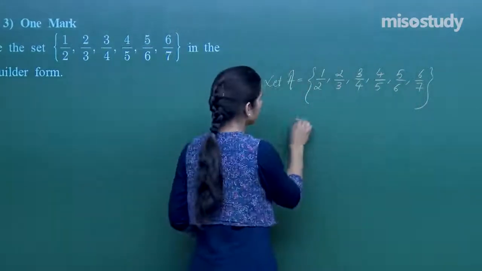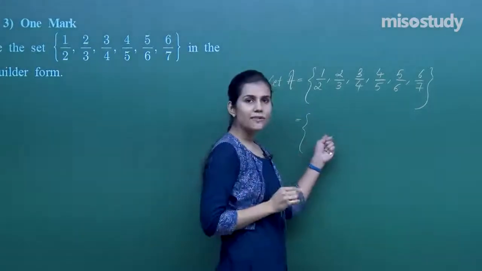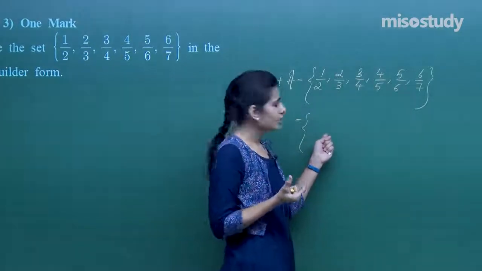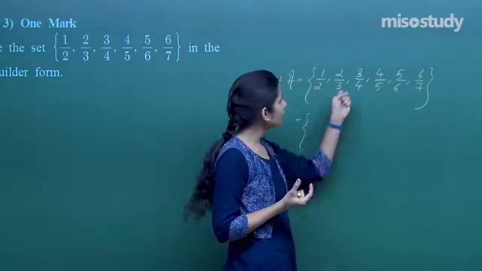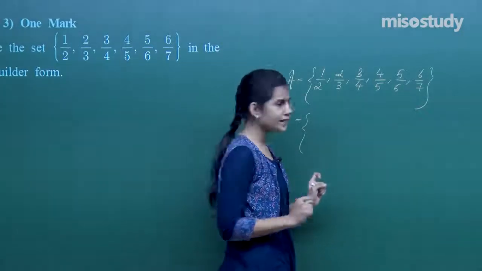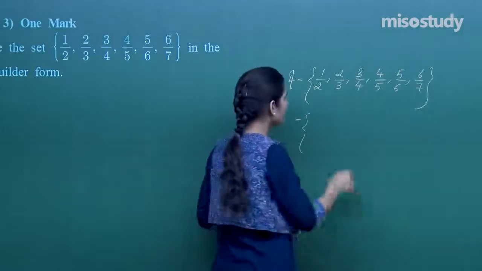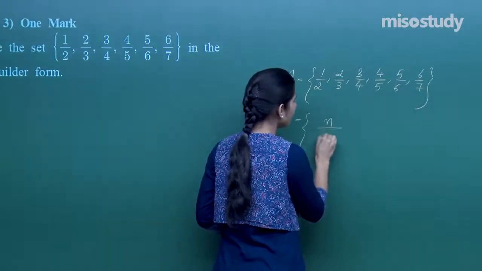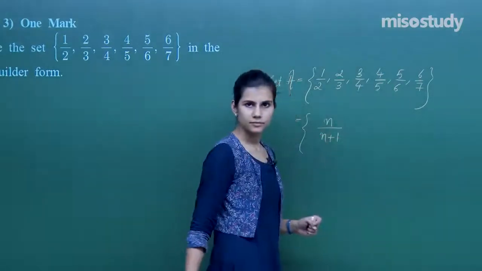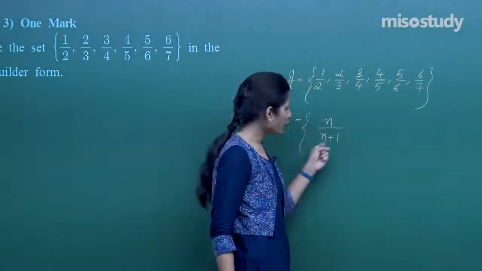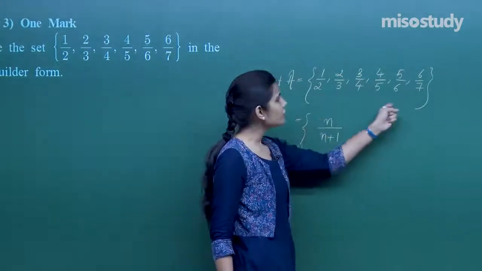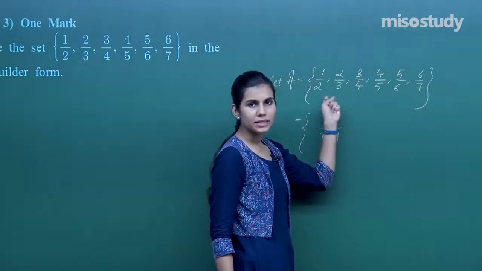In the set builder form, I have to write a general rule of one particular element, right? Generally, how would I define an element of this set? I would define it as n upon n plus 1. Numerator is n, then denominator is n plus 1. That is the rule which is being followed by every element sitting in the set.